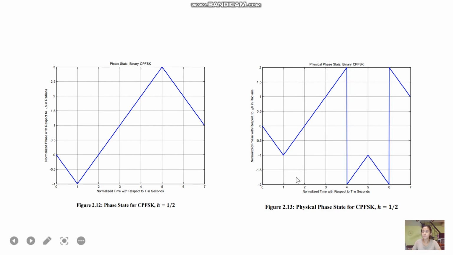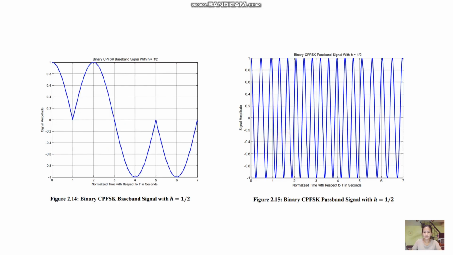And for the figure 2.13, it shows the physical state of the CPFSK, which is observed phase. The jumps in the physical phase state here, as you have noticed, are not discontinuities. They are wrapped within the interval. So for these two figures, 2.12 and 2.13, the amplitudes are the normalized phase with respect to the 2.14 plot that I have here.